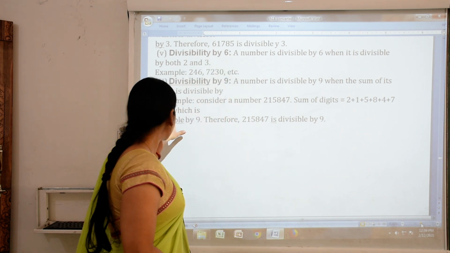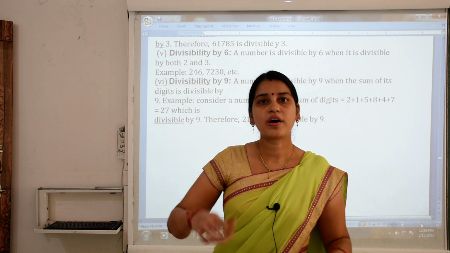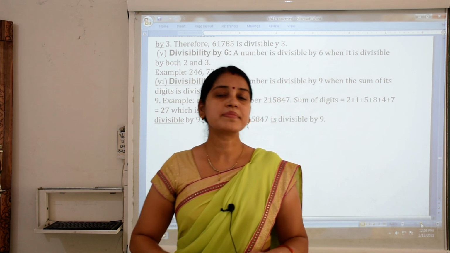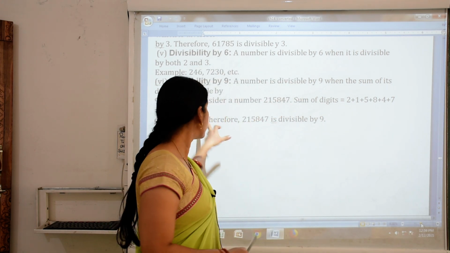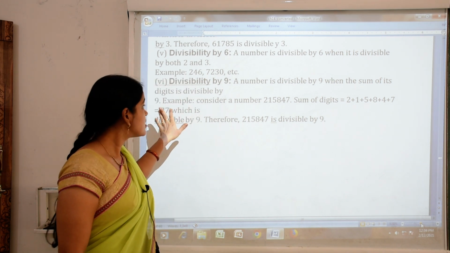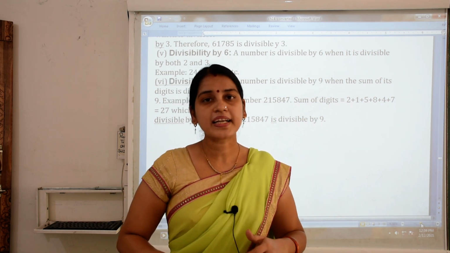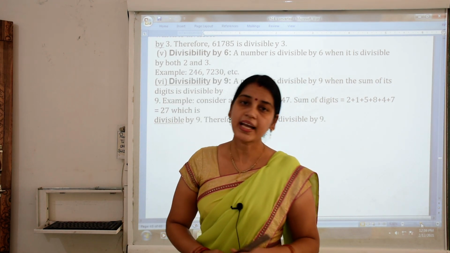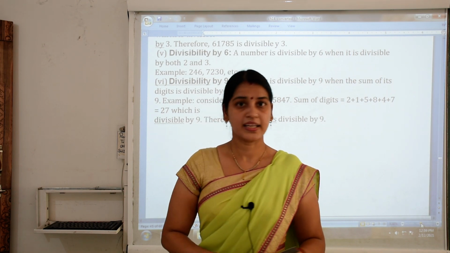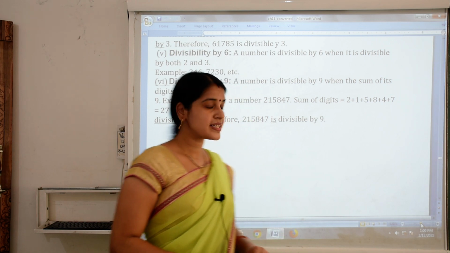And in place of 27, if any other number comes, like 25 or another number which does not come in the 3 table or 9 table, then it is not divisible by 9, because if the total does not come in that table, then it is not divisible by the given number 9. Okay, so you have to check it by the sum of all digits.